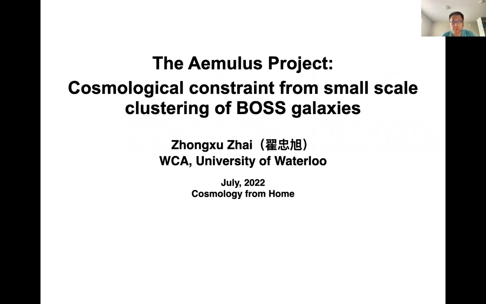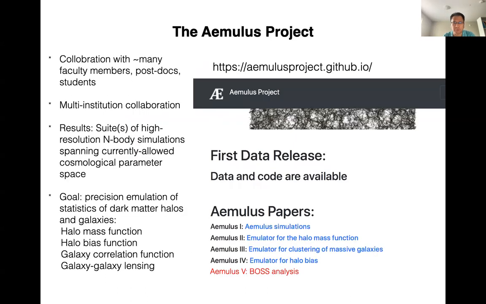Today, I will introduce our recent work on the cosmological constraint from small-scale clustering of BOSS galaxies as a part of the Aemulus Project. Let me first briefly introduce the Aemulus Project. It is a collaborative work with many people in different institutes. The main targets of the Aemulus Project are to understand and model the evolution of properties of galaxies and dark matter halos. The main methodology is based on a suite of high-resolution N-body simulations with different cosmological parameters.